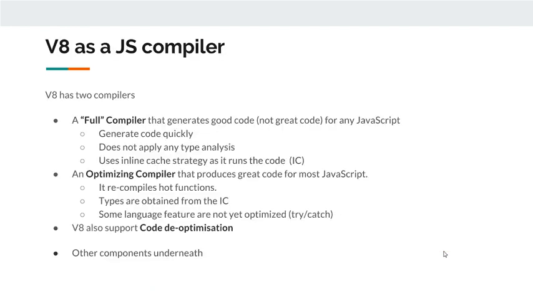So let's look at the new way that V8 and currently most JavaScript engines implement it. In the particular case of V8, the V8 compiler pipeline has basically two compilers. First, a full compiler that generates good but not so great machine code for any JavaScript language. The advantage of this full compiler is that it's really fast. It generates code on the fly really fast. It does not apply any type analysis.